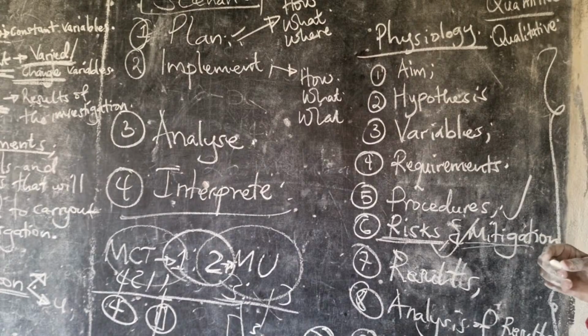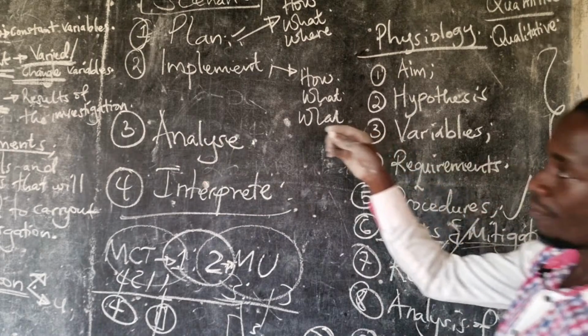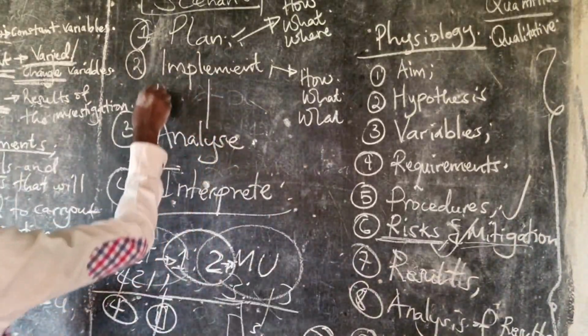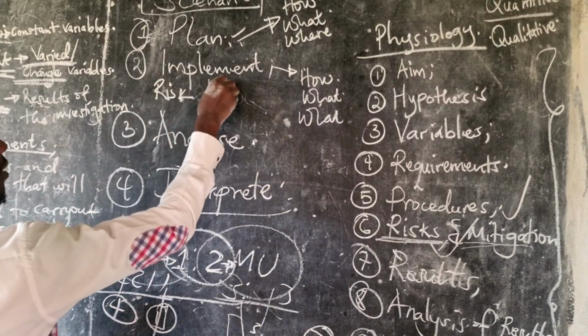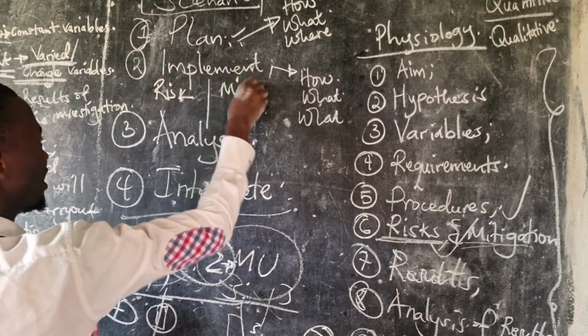My learners make a table. They put risk on this side, mitigation on that side. They make a simple table with risk and mitigation. You at least give two.